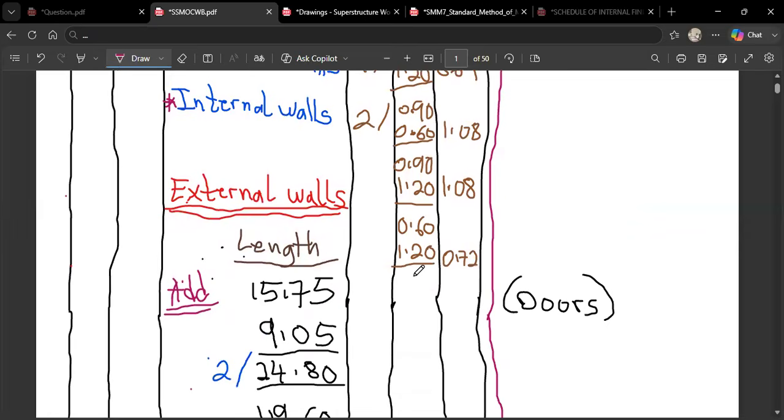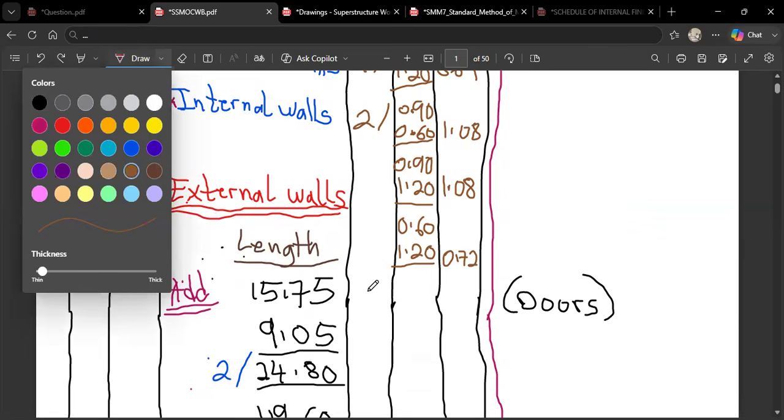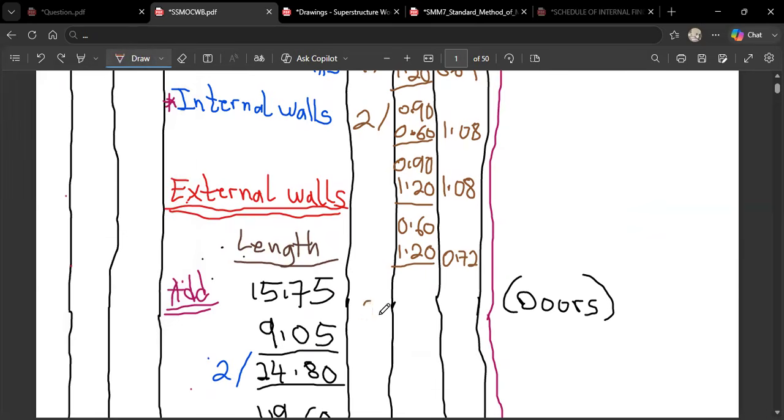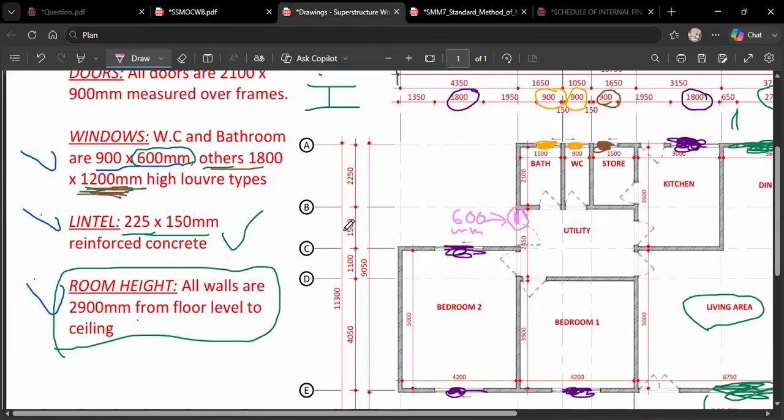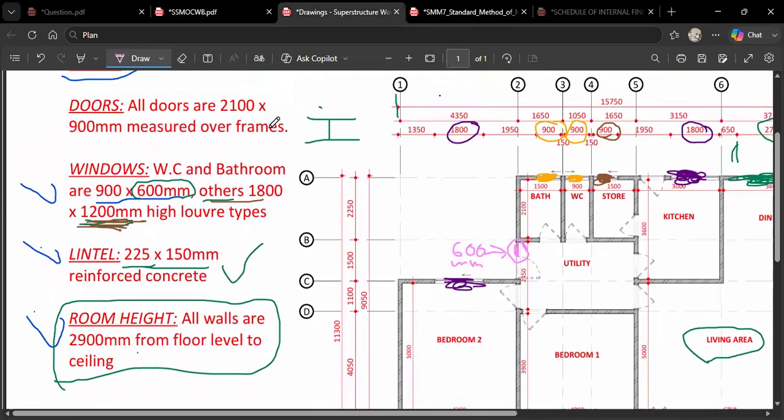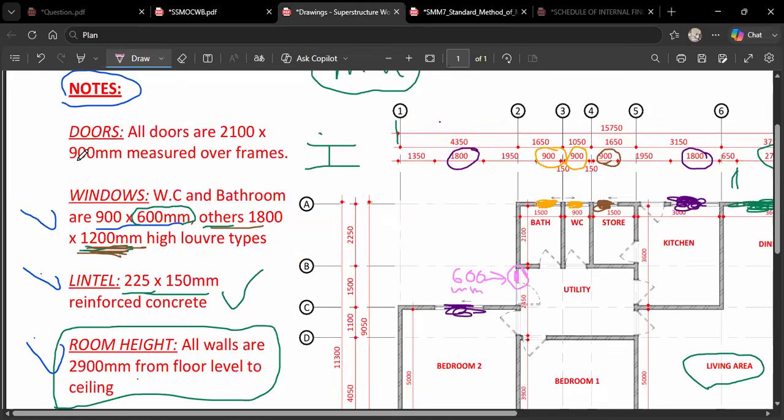So here it becomes 2 times 900. So it's going to be about 0.90. Times the height of the door. I don't want to tell you, but I want you to see it yourself. The door, from the beginning, they told us the height of the door. You see it over here.